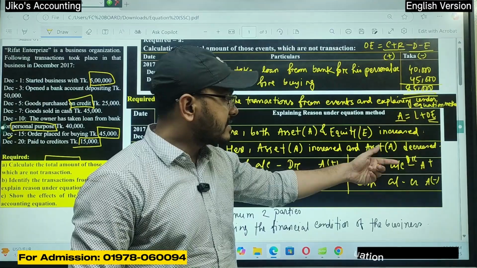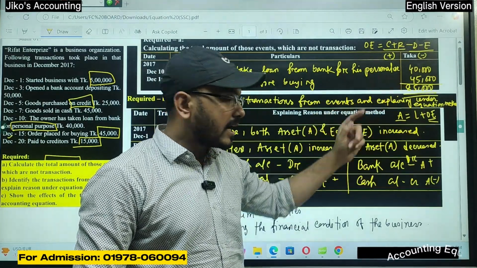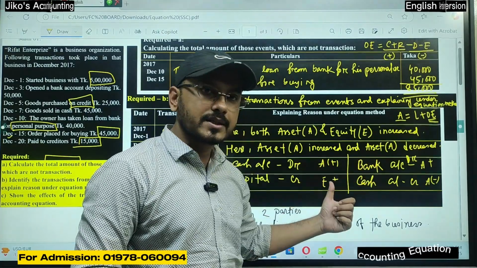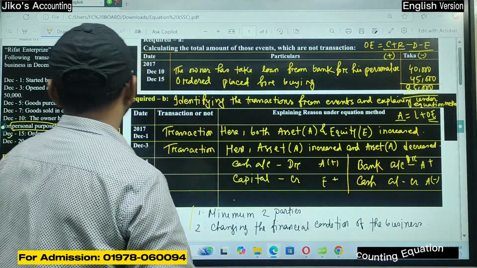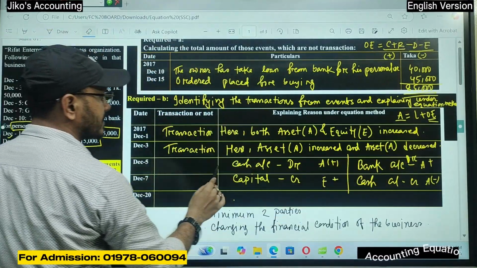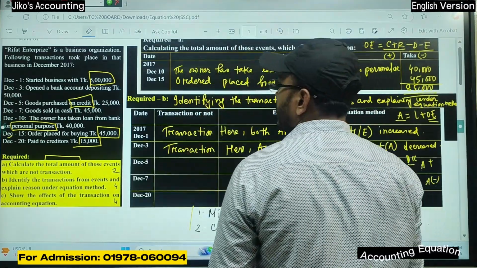That's why your bank is an element of the asset. On the one side, your asset has increased. And because of this payment, in my business situation, my cash will be reduced. That's why asset increased and asset decreased. Is it clear, sir? Now, move to the next one.